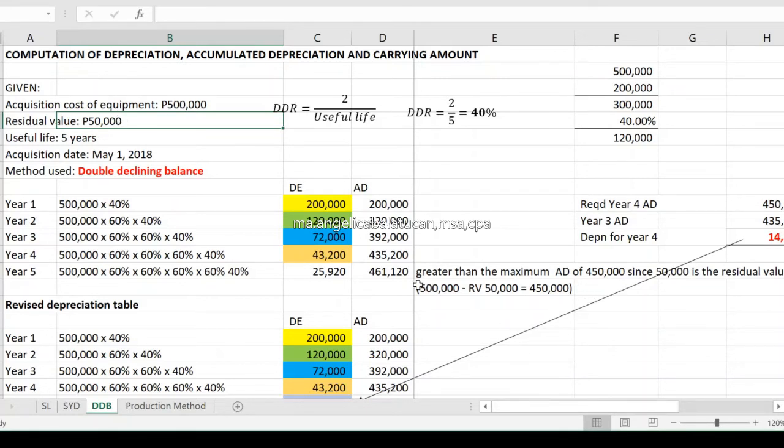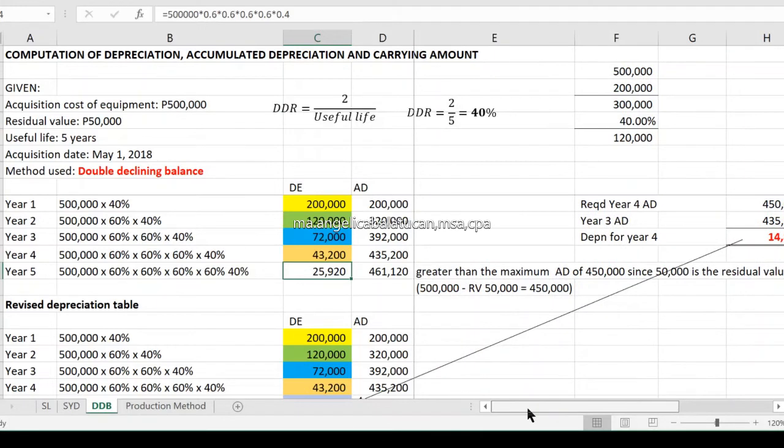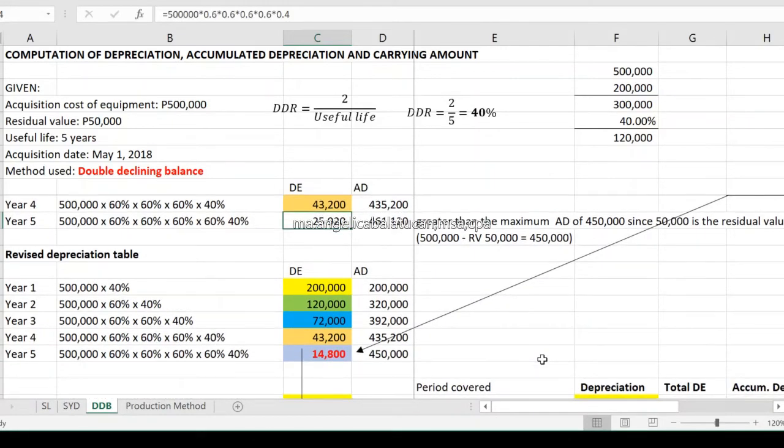So since it exceeded 450,000, the 25,920 should not be the depreciation for the last year. Okay? So it's not the correct depreciation. So what should be the depreciation for last year? This is our revised table.